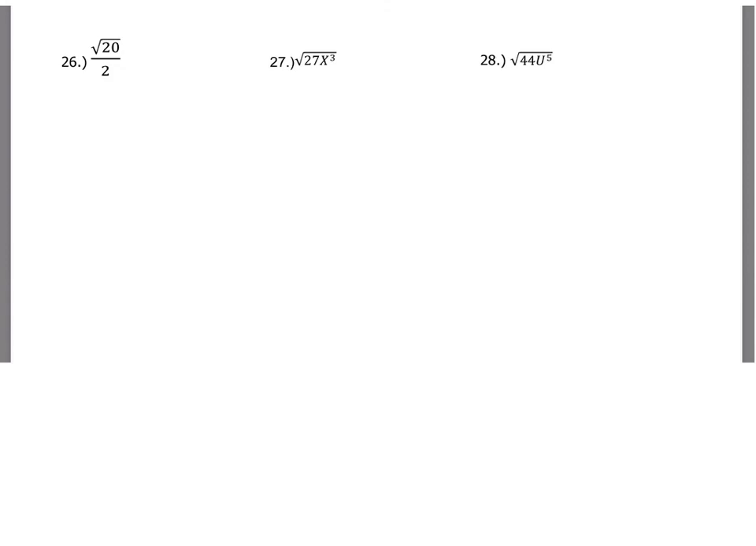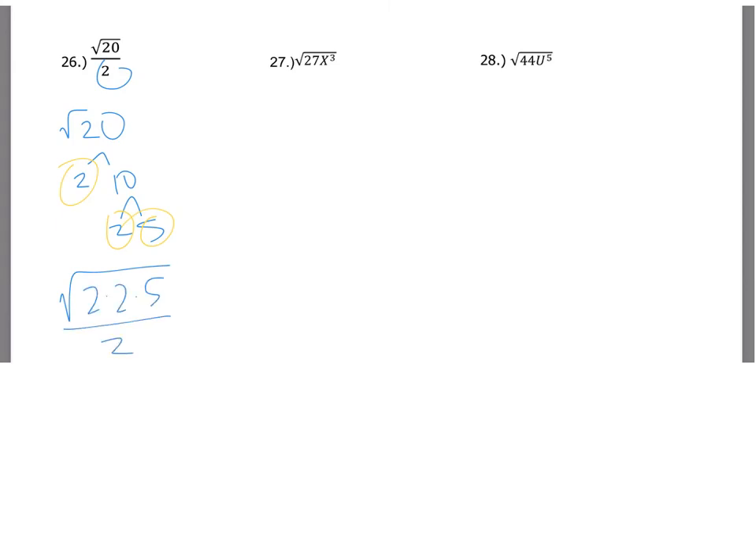Finally, 26. We need to first break down this square root of 20. We still have the 2 that we're going to divide by at the end. So square root of 20 is 2 and 10. 10 is 2 and 5. So we have 2, 2, and 5. So I have square root of 2 times 5, but don't forget we're going to divide everything by 2 at the end. So a 2 comes out. I have square root 5, and I have divided by 2.